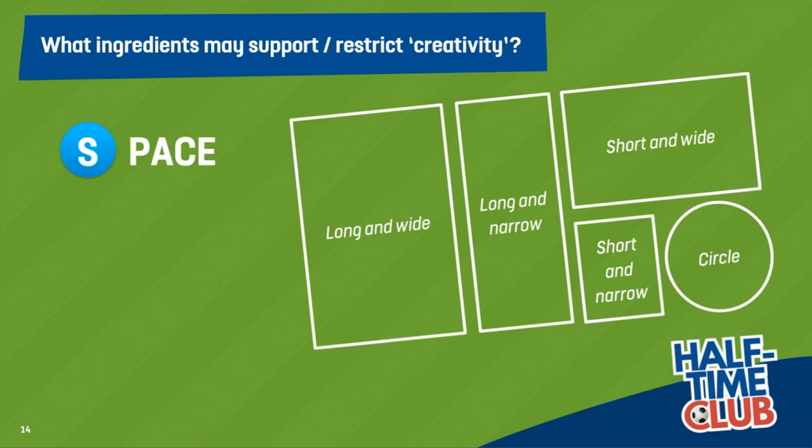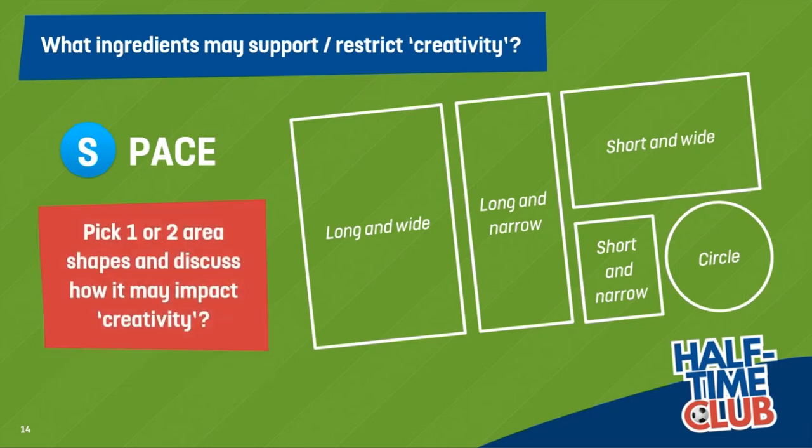What I want you to consider now is, can you pick one or two area shapes and discuss how it may impact someone's creativity? Just think about what that shape area probably brings to life more for certain players. Imagine just playing a game, what might it do? So use the Q&A function to pick one or two area shapes and discuss how it may impact creativity for those players. And what things might you expect to see from those shapes?